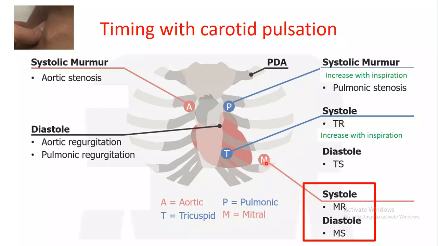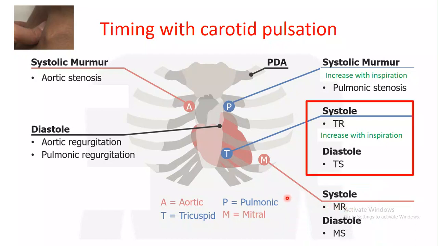So we hear a murmur over the apex, then we time this murmur with carotid pulsation. A systolic one is caused by mitral regurgitation, a diastolic one is caused by mitral stenosis. The same on the tricuspid area. A systolic murmur is caused by tricuspid regurgitation and a diastolic one is caused by obstruction, or tricuspid stenosis.